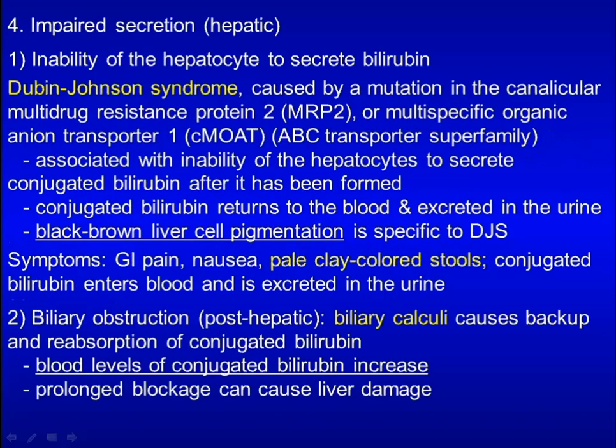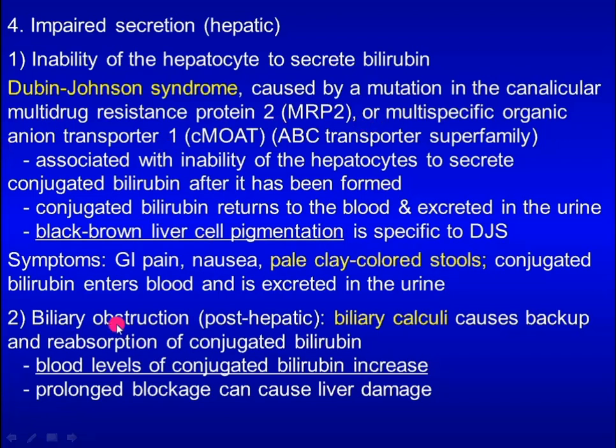Dubin-Johnson syndrome results from inability of hepatocytes to secrete bilirubin. It is caused by a mutation in the canalicular multidrug resistance protein 2, or multispecific organic anion transporter 1 protein. Patients with Dubin-Johnson syndrome have black-brown liver cell pigmentation.